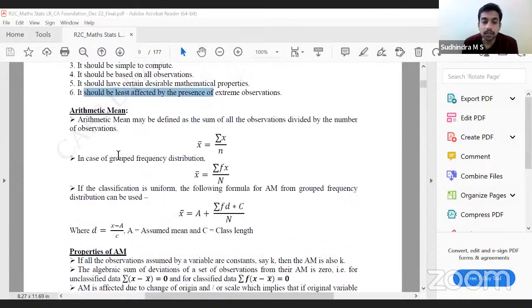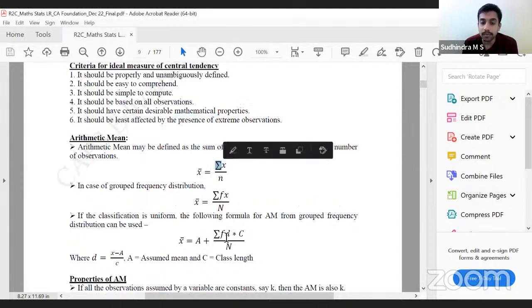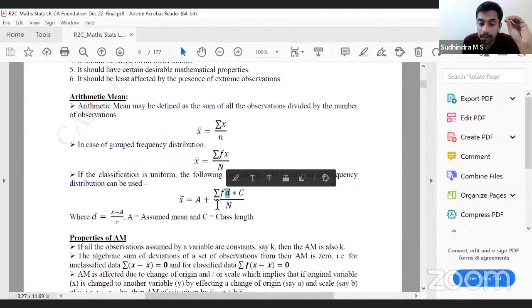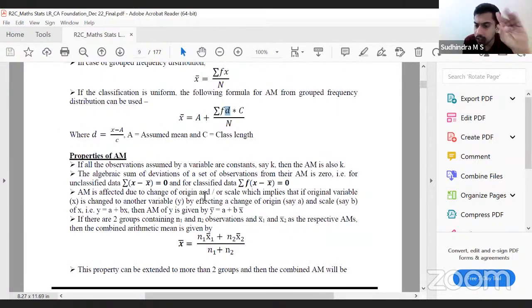Correct? So these are the three formulas in arithmetic mean. But more than calculation of arithmetic mean, properties of arithmetic mean are very important. We have only 4 properties. First one, if all the observations are constant, arithmetic mean is that constant. If all the observations are 5, 5, 5, 5, 5, arithmetic mean is also 5.